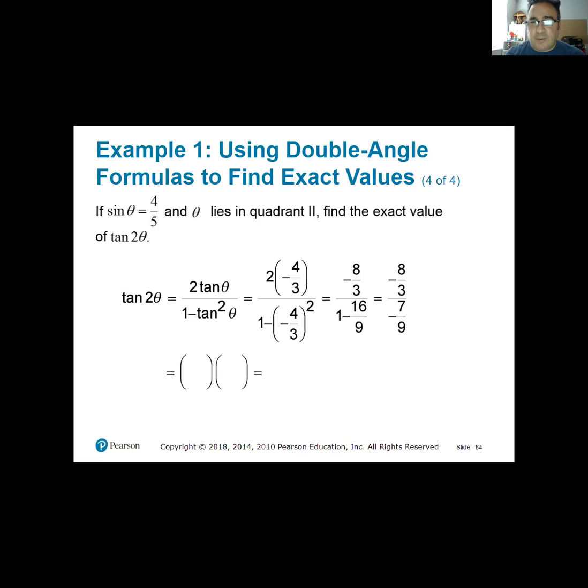I have to multiply by the reciprocal, so it's going to be negative 8 over 3 times negative 9 over 7. And here it's just a matter of whether you want to simplify first or multiply them first and then simplify. It's up to you. I usually simplify first, so that 3 goes into 9 3 times, and I would get 24 over 7. Okay?